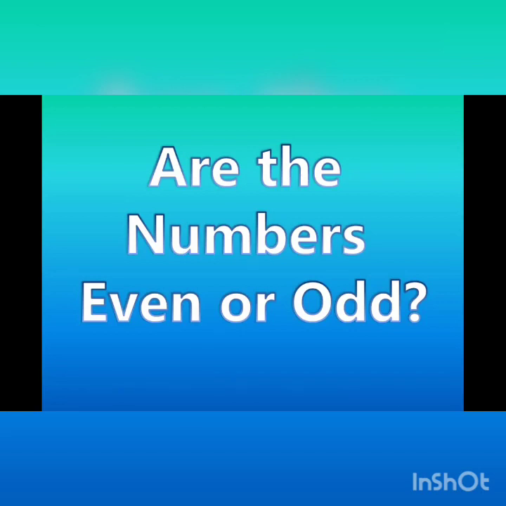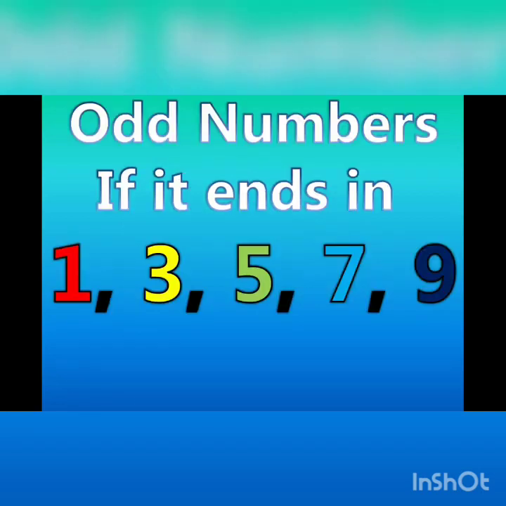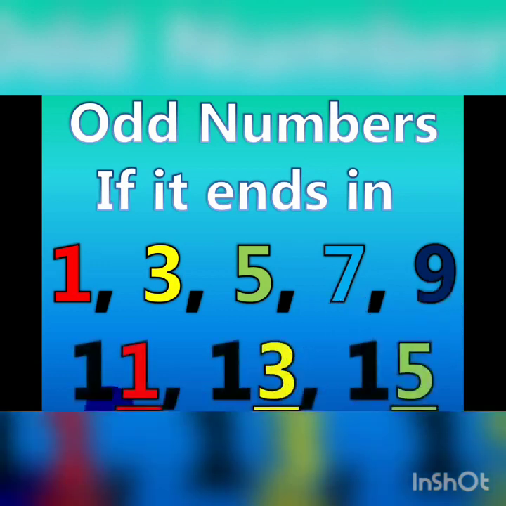Are the numbers even or odd? Odd numbers. If the number ends in a 1, 3, 5, 7, or 9, then the number is odd. 11 is an odd number because it ends in a 1. 13 is an odd number because it ends in a 3. 15 is an odd number because it ends in a 5. Are you ready to practice odd numbers on the 100s chart?